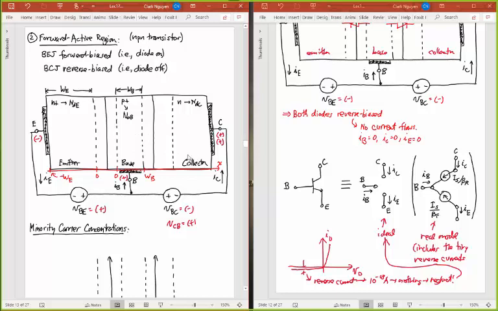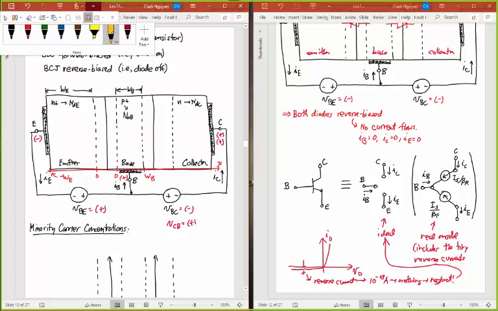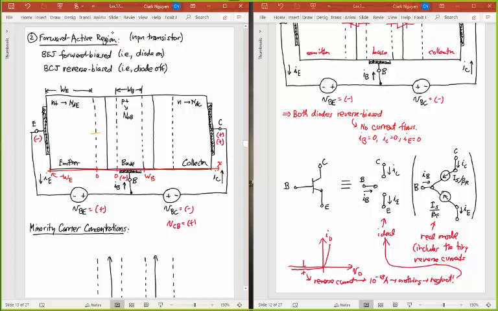Let me use a very light color to draw my diodes here. And so you know that one of my diodes is going this way, and you know that my other diode is doing this. Okay, this diode is forward biased. This diode is reverse biased. Okay? And so what happens?